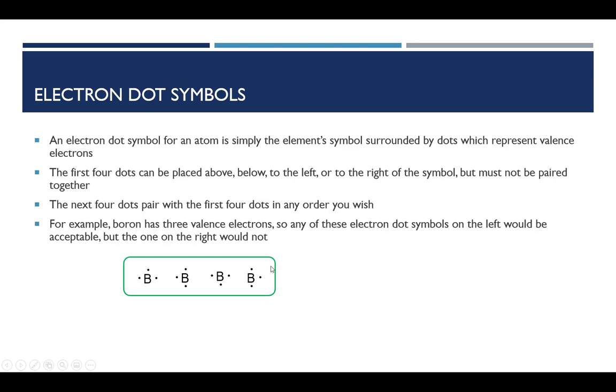There are many ways that you could do the electron dot symbol for it. You could have a dot on the left, a dot above, a dot on the right. Notice that none of these dots are paired. Or you could take these dots like so and leave this side empty. All of these are fine, and they're all nice and clear, so long as there's no pairing. This would be an example of an unacceptable structure for boron, because they've paired the electrons rather than separating them out.